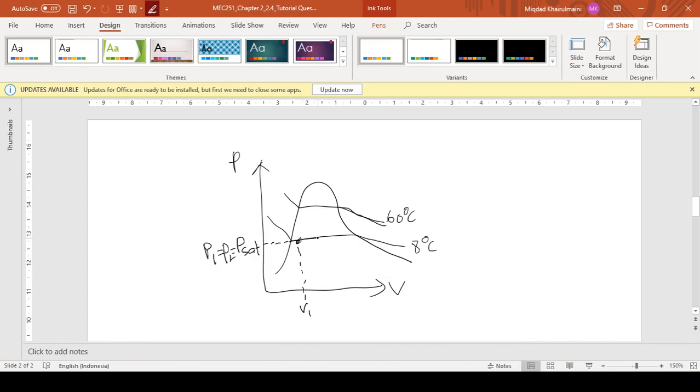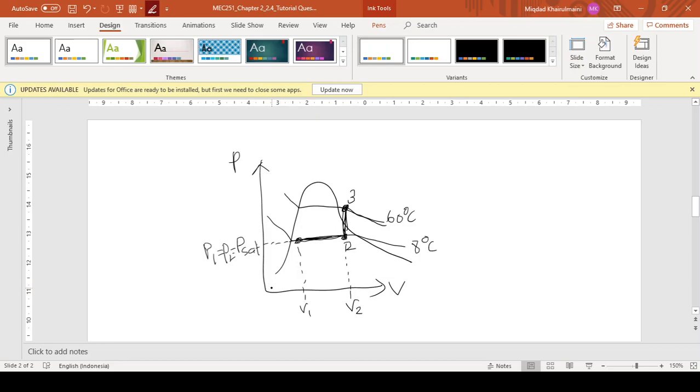So the first process, heating process, is still a mixture. So here is state 2, the specific volume at state 2. And then the isochoric process, a constant volume straight line to the superheated region. So this is the PV diagram for this question.